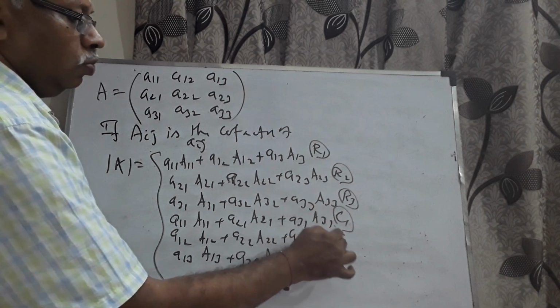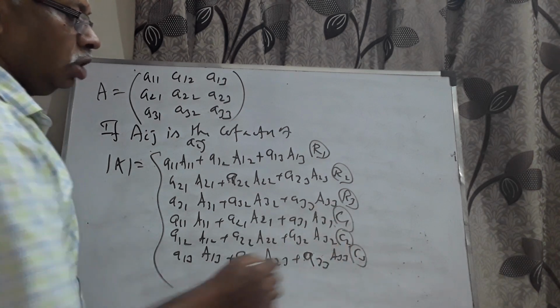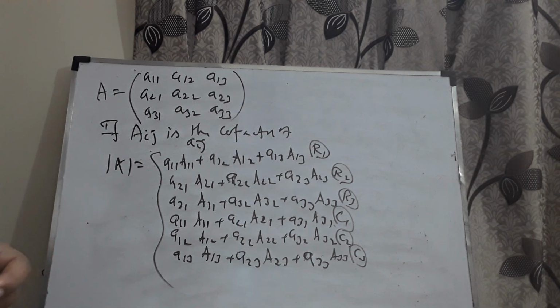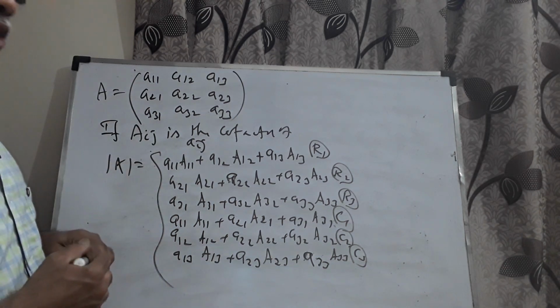This is with respect to column 1. This is with respect to column 2. This is with respect to column 3. It's an easier way to remember. If it is tested, you should be able to answer in MCQs. And this is the way the expansion of a determinant is done in general.